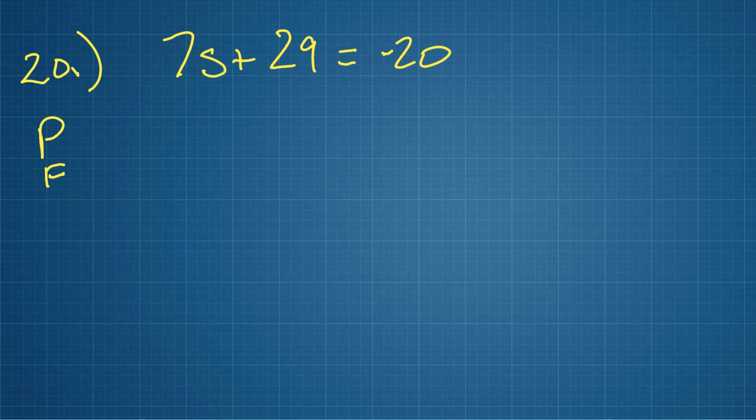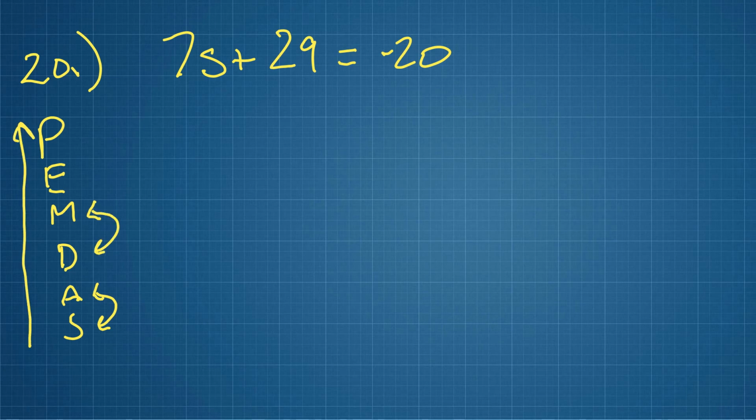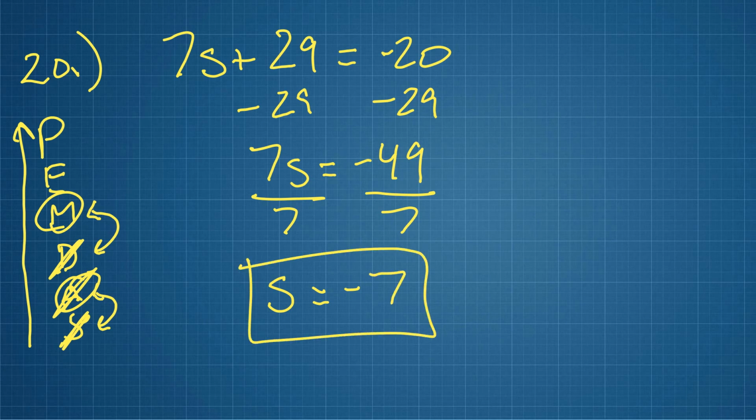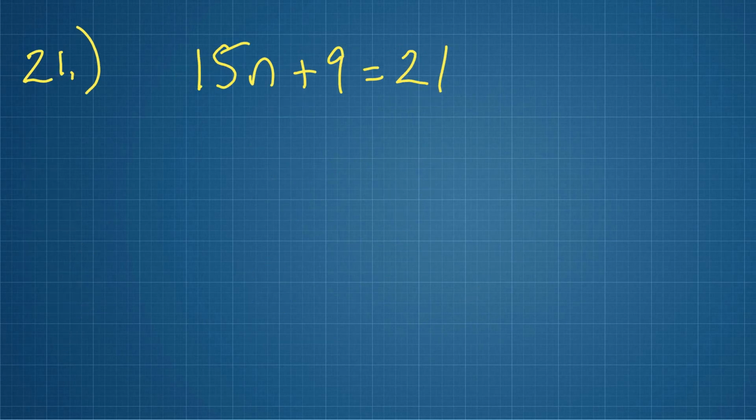Alright, same concept. PEMDAS backwards, right? Remember, addition, subtraction undo each other, multiplication, division undo each other. We start at the bottom, work our way up. There's no subtraction, there's addition. That's why I subtract 29 from both sides. I get 7s equals minus 49. Alright, no more addition, no division. Oh, there's multiplication. That's why I divide both sides. I get s equals negative 7. Now you just check your work if you're not sure. 7 times negative 7 is negative 49. Plus 29 is negative 20. So it does work.